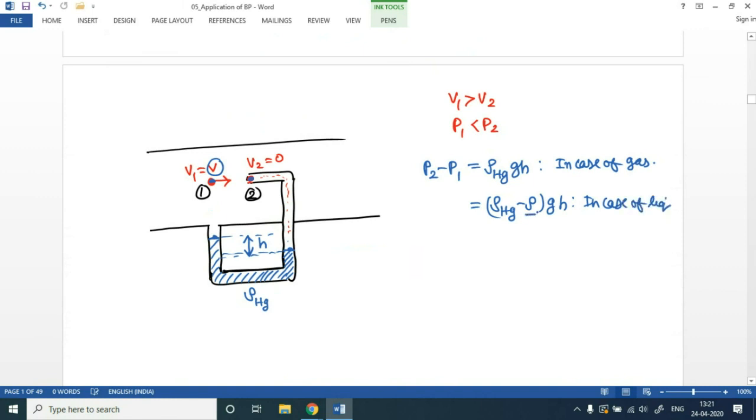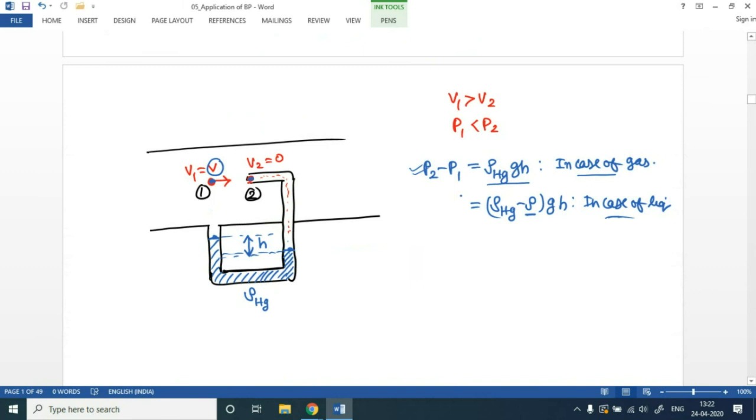This rho is nothing but the density of the liquid. Please understand, the pressure difference between point 1 and 2 in terms of this h will be simply rho Hg into g into h in case of gas, because the variation of pressure inside a gas does not change due to height significantly. So in case of gas this would be the simple formula of P2 minus P1, and in case of liquid, it is going to be this over here.